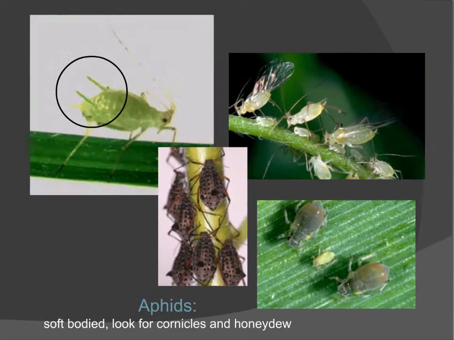Aphids, you might get curling and cupping with aphids too, similar to what you might get with chemical dip damage. But if you look closer, you'll see the insects themselves, and they're pretty squishable. They're pretty soft-bodied, and you'll have the sticky honeydew inside the leaf. And if you look closely, you'll see those cornicles, which are circled there. The cornicles are those two spikes that come out of the back end of the insect.